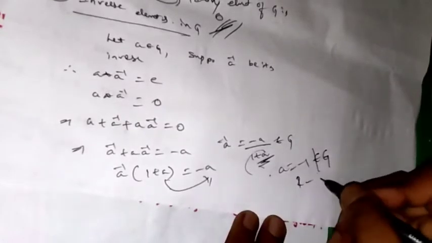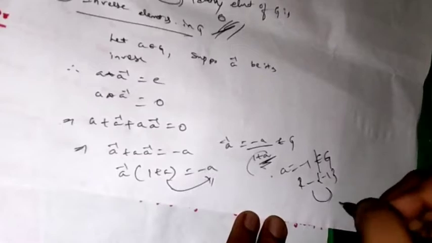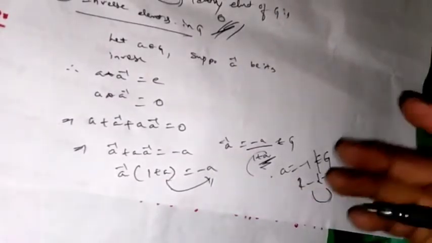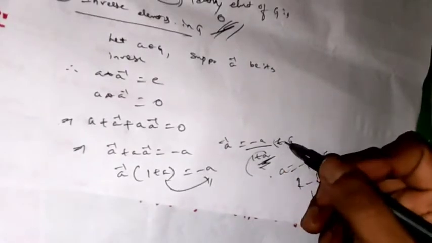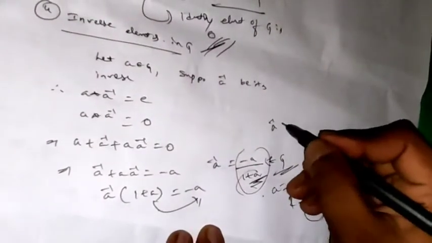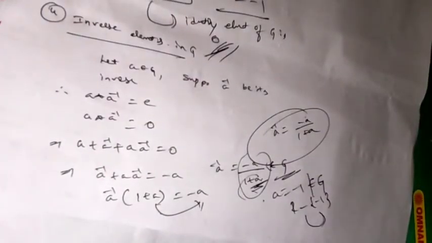That means R minus {-1} is our group. Except minus 1, we take any element a of G. That means this belongs to our group G only. The inverse of a is equal to minus a by 1 plus a. This is our inverse element.